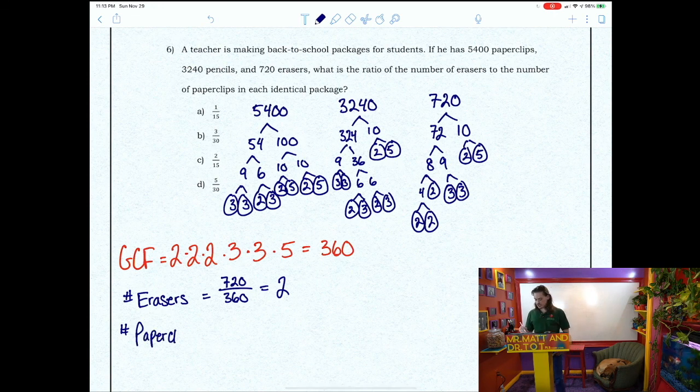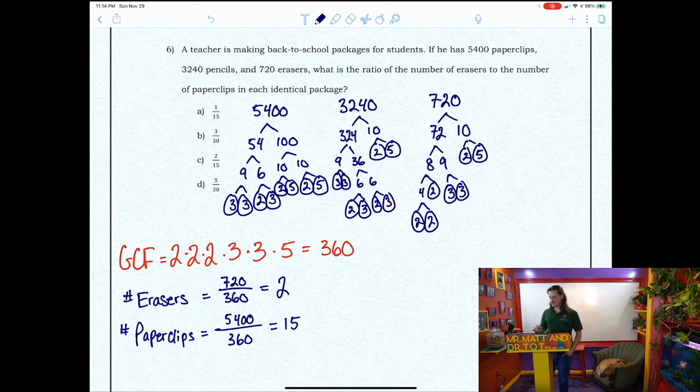So the ratio of the number of erasers to the number of paper clips is going to be equal to 2 to 15. And that's answer selection C. Let me move my screen up so you can see all of that.